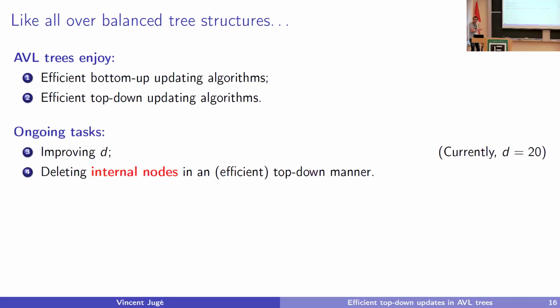Well, then, of course, there are ongoing tasks. For instance, we might wish to improve D. Right now, D is equal to 20. The first version, it was like 58. So it's an improvement. If I resubmit the paper 3 times and divide the D by 3 each time, it would be like less than 1. It would be good.